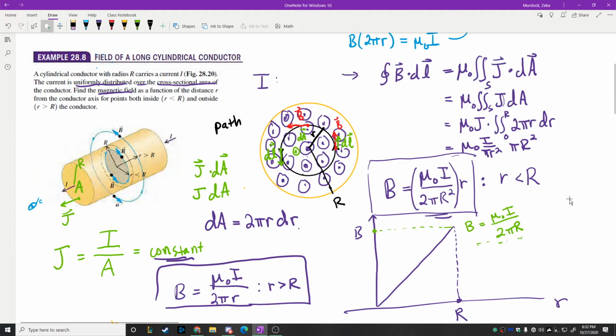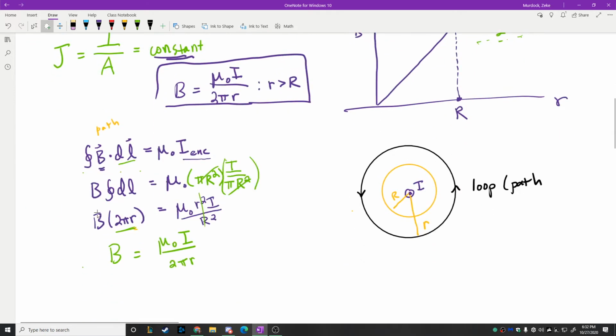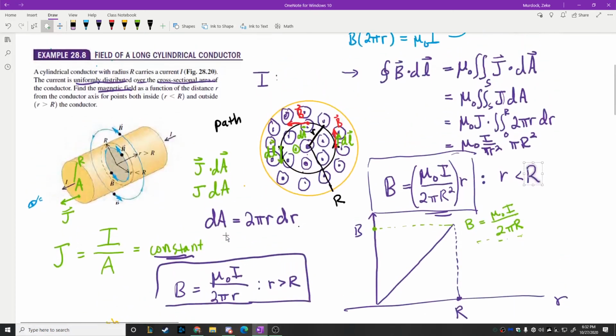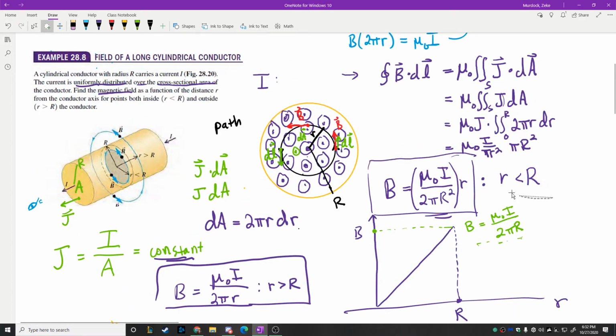This is the same result, r less than R. All of this stuff here is the same result of the r less than R case. We're still inside, and once we get outside, we do that. Yeah, this is still r less than R.